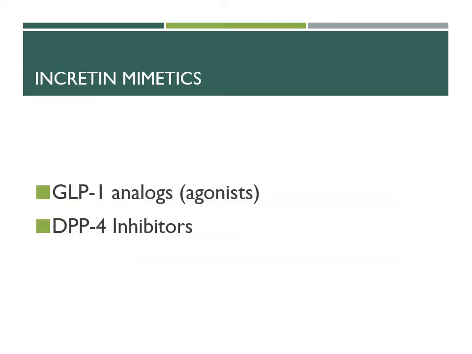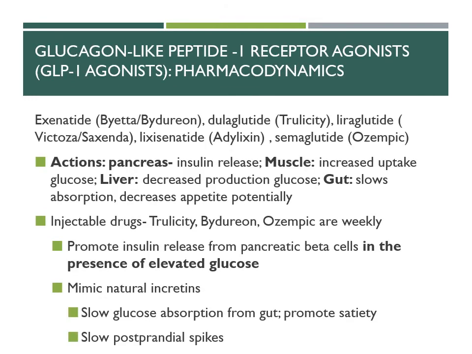So incretin mimetics are those that imitate the incretins, and that would be GLP-1 agonists and DPP-4 enzyme inhibitors. The GLP-1 agonists, those are Byetta or Bydureon, Trulicity, Victoza, Adalimumab, and Ozempic. I am using brand names just because they're easier to say.